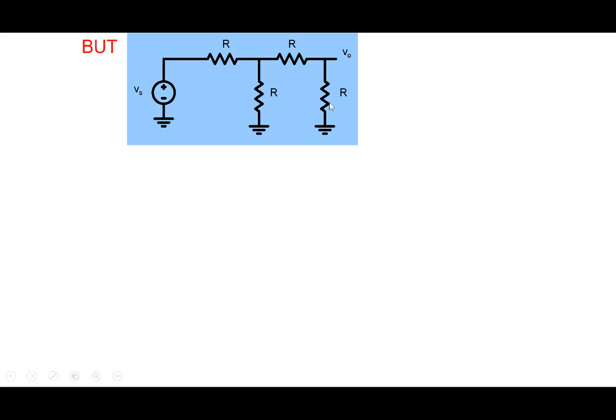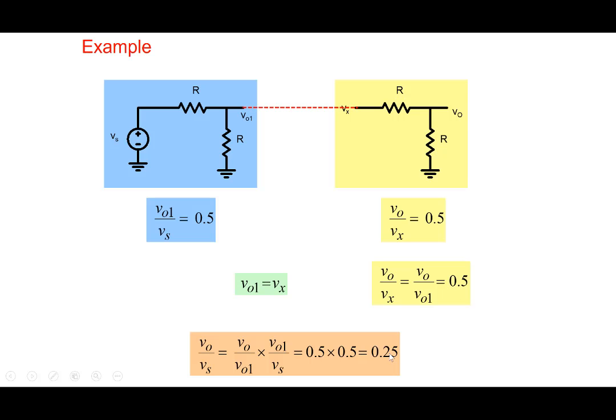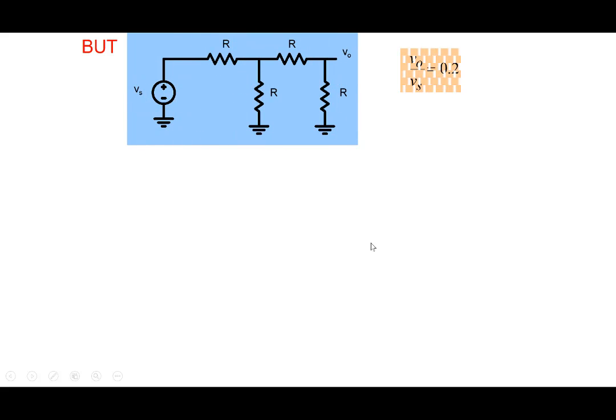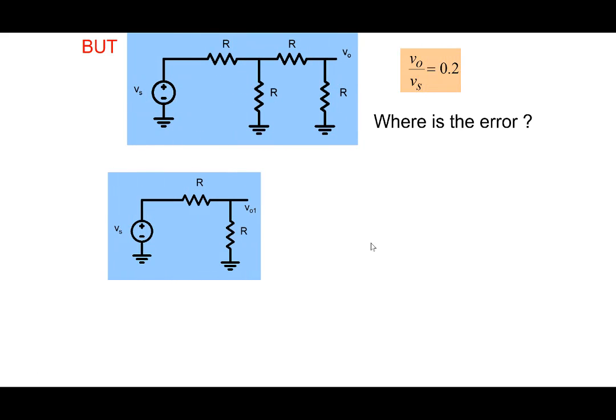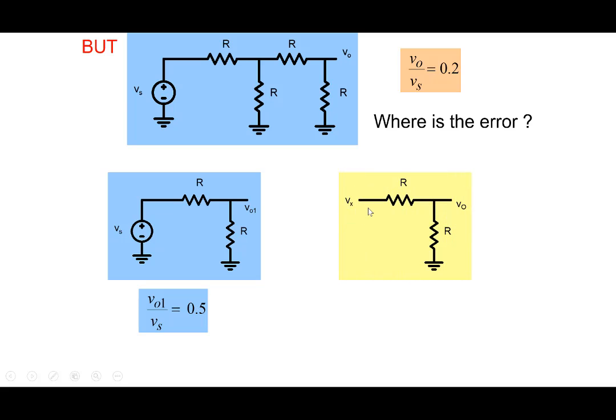When we actually connect the two, you know it very well, the actual value of V0 by Vs is not 0.25, but is 0.2. And where is the error? Yes, this is a voltage divider, V01 by Vs is 0.5. This is also correct, 0.5, no problem. But the moment you connect it, this part of the circuit comes in parallel to R here, and therefore modifies it. And so V01 is equal to Vx, no doubt, no error here.